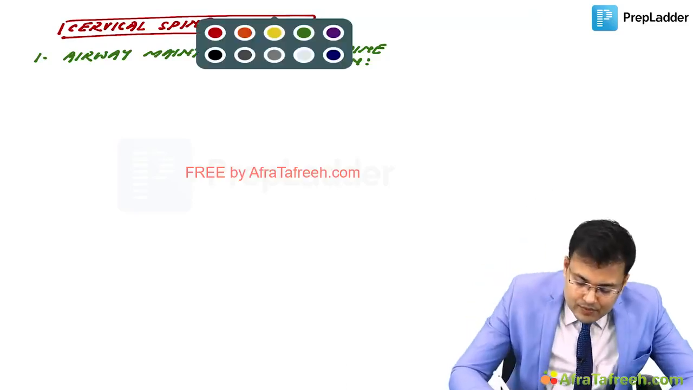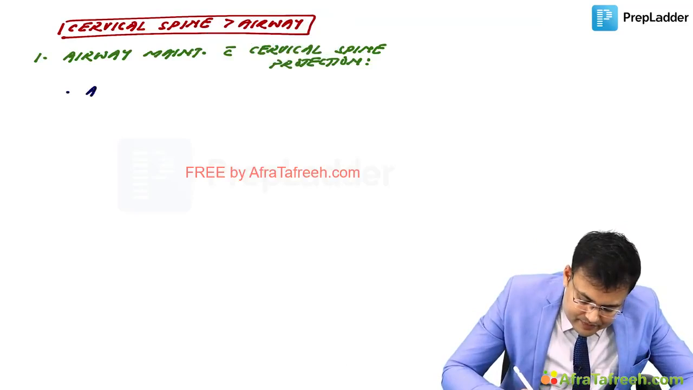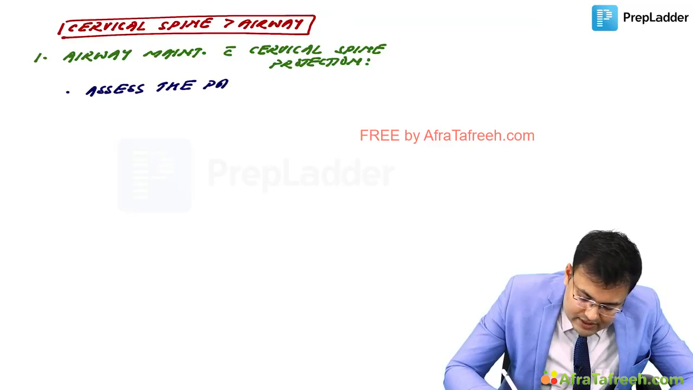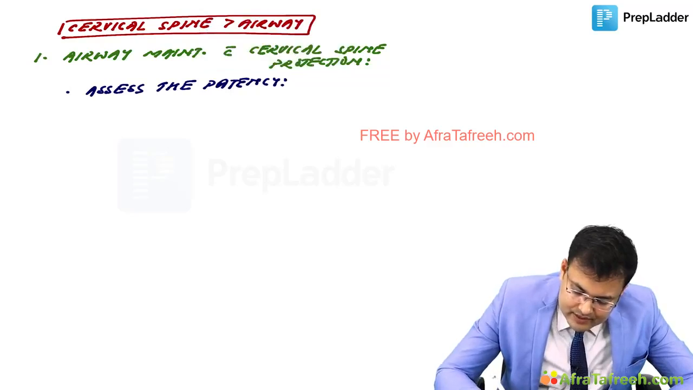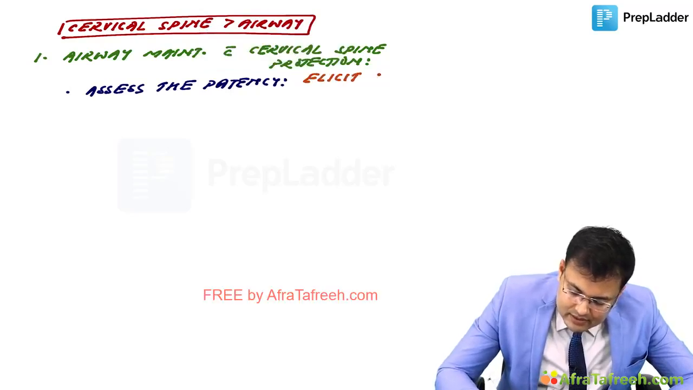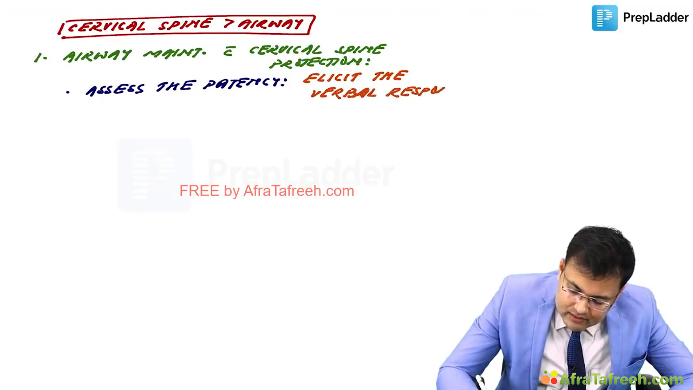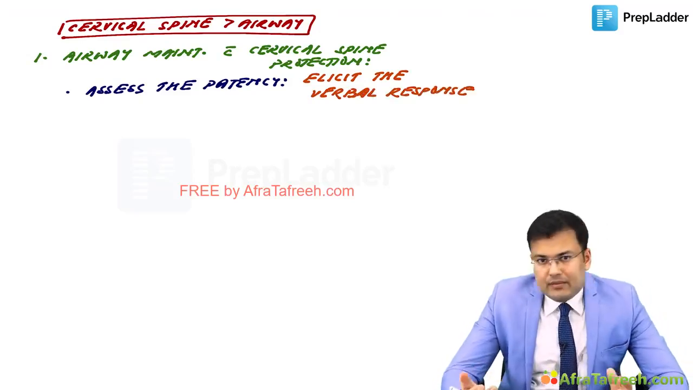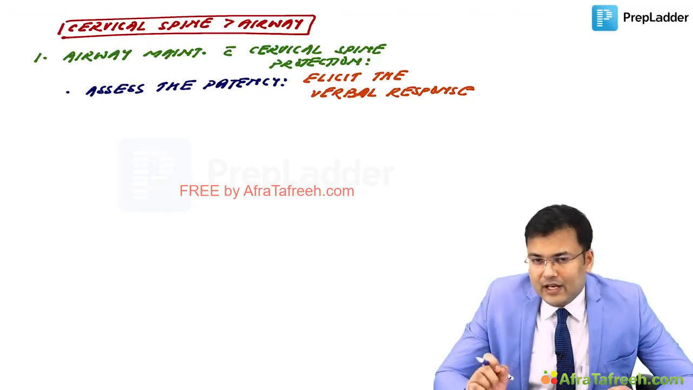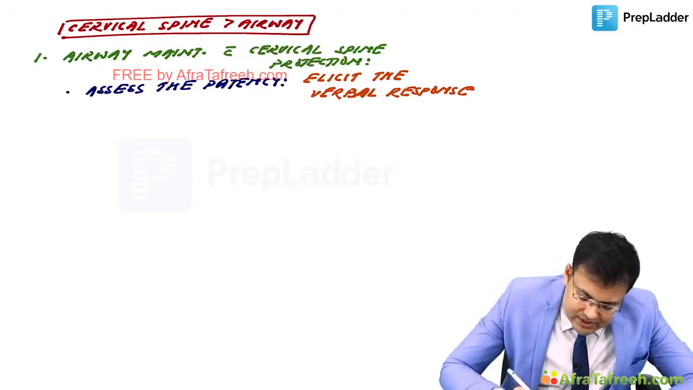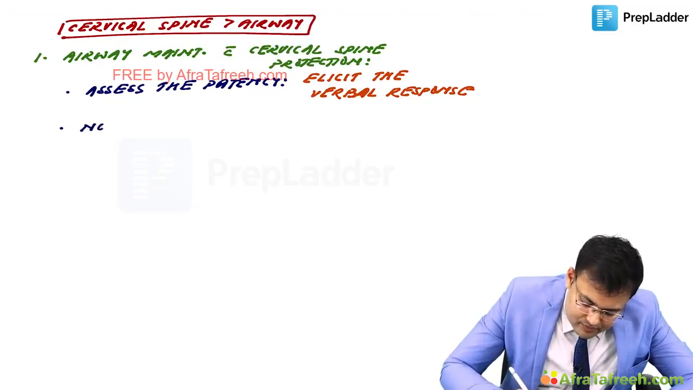Clear? So see what we do. Assess the patency. How are we going to assess the patency of airway? Yes, elicit the verbal response. So we ask the patient's name. Clear? If the patient is able to speak, it means there is adequate airway protection. And if the patient is not able to speak.